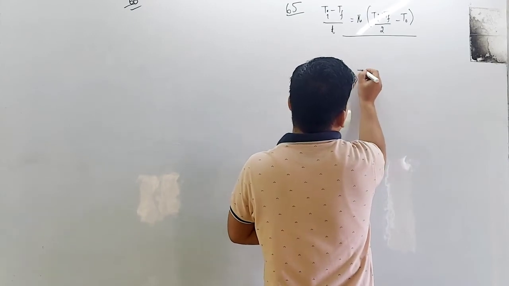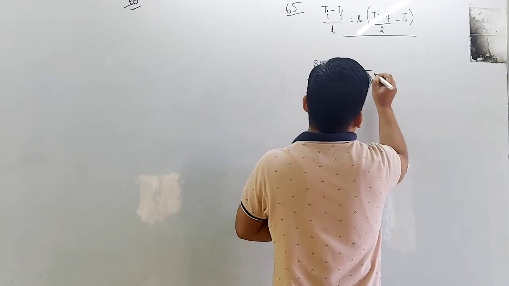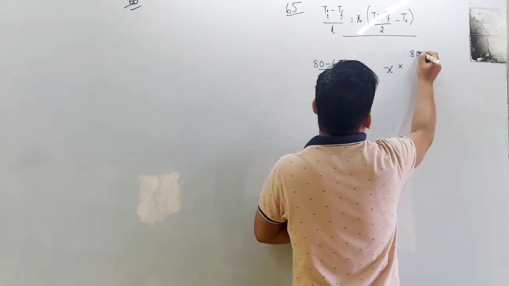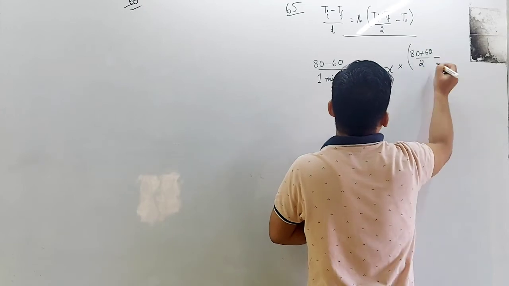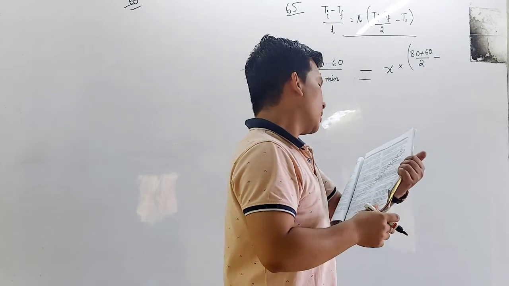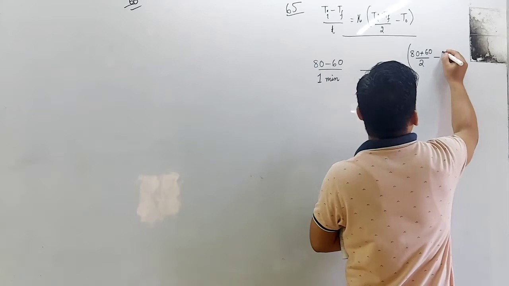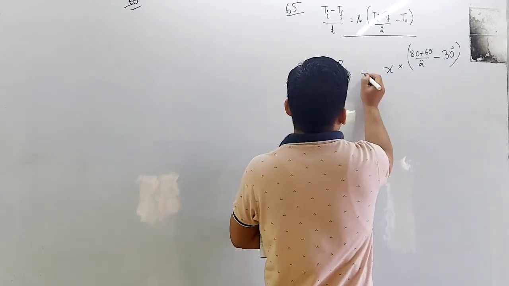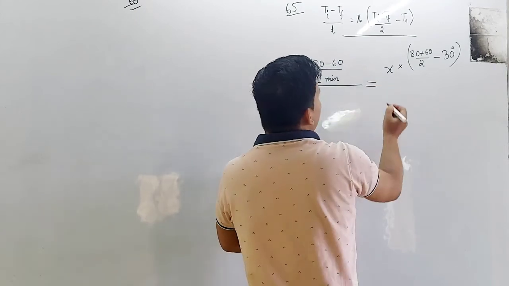So this is x into (80 plus 60) divided by 2 minus the temperature of the surrounding. The temperature of the surrounding is 30 degree. Next, we have to apply the second case.